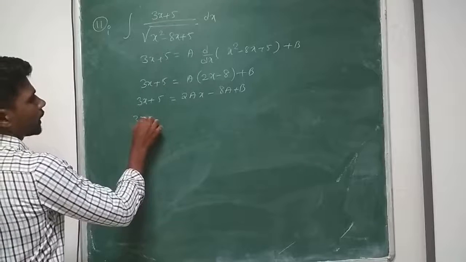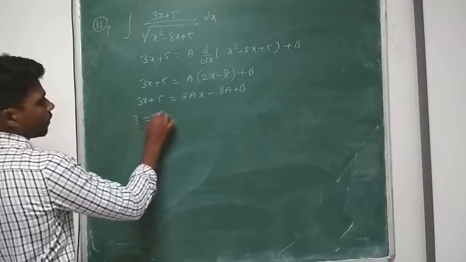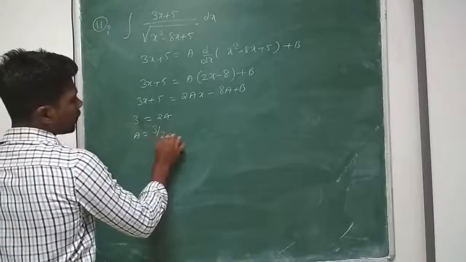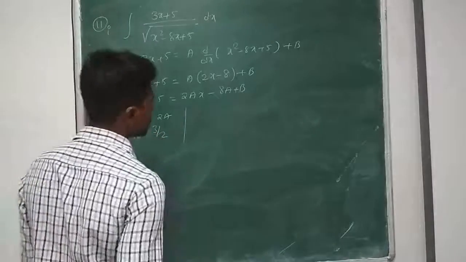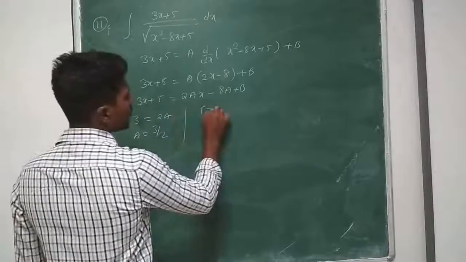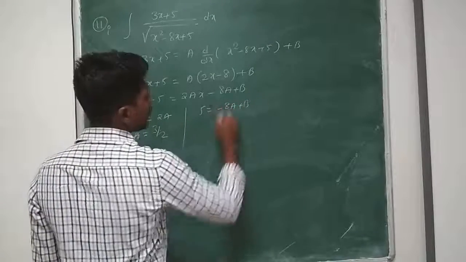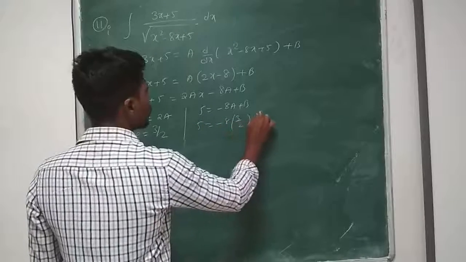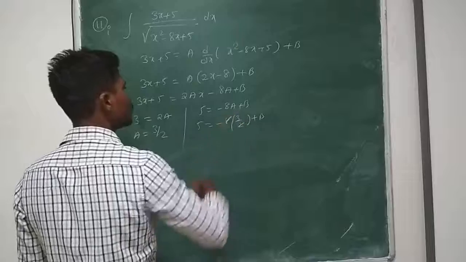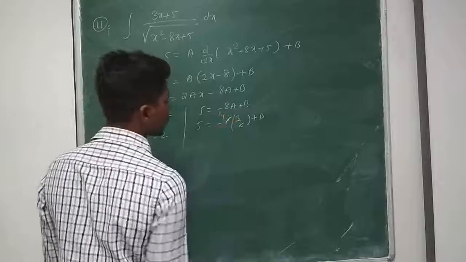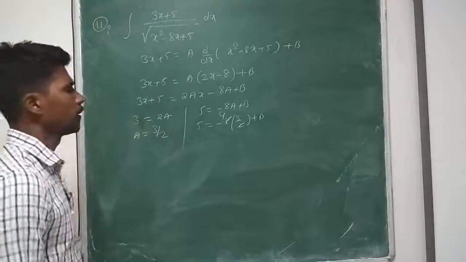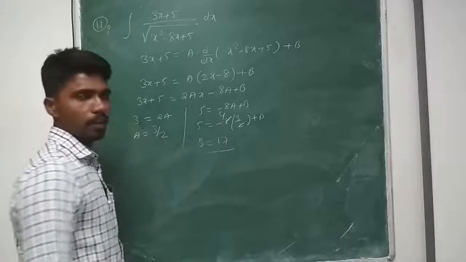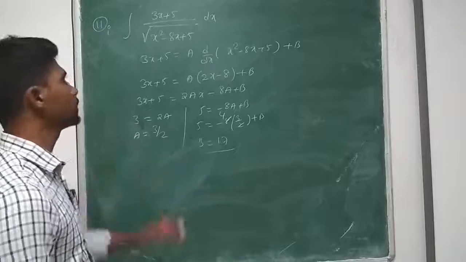Now 3x, coefficient of x is 3, 3 is equal to 2a, so a will be equal to 3 by 2. Next, 5 is equal to minus 8a plus b. So 5 is equal to minus 8, a value 3 by 2 plus b. 2 1s are 2, 4s are, so minus 12. So b is equal to minus 12 plus 5, 17. So value of b is 17, value of a is 3 by 2.